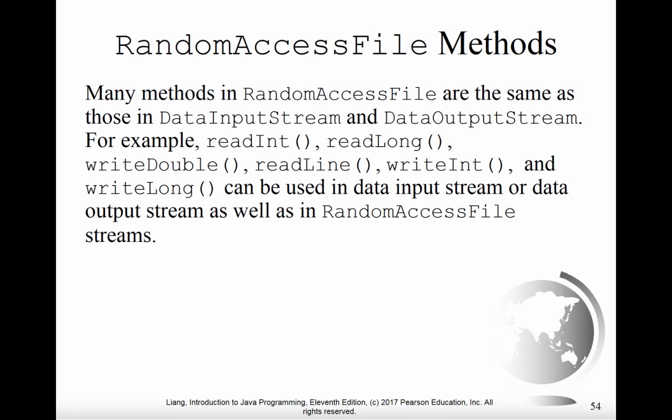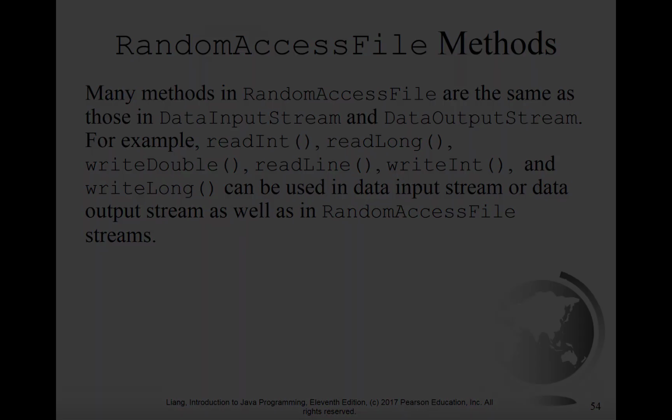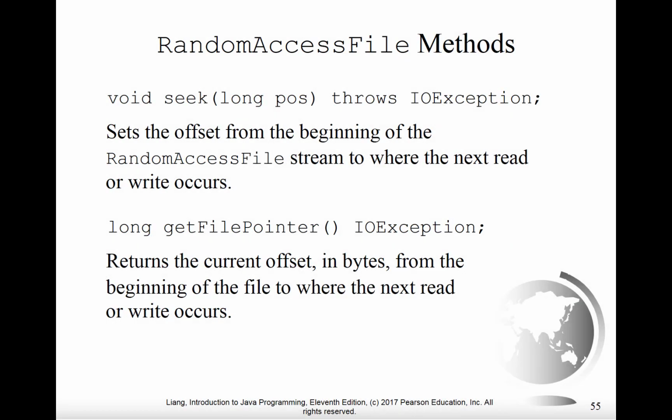So a lot of the things we've already become familiar with in terms of reading and writing primitives to and from a file are still going to work in the context of random access files. The seek method will allow us to position the file pointer anywhere within the file, to any arbitrary location. The only constraint, of course, is it doesn't make sense to seek past the end of the file. If you do that, that will throw an IO exception.